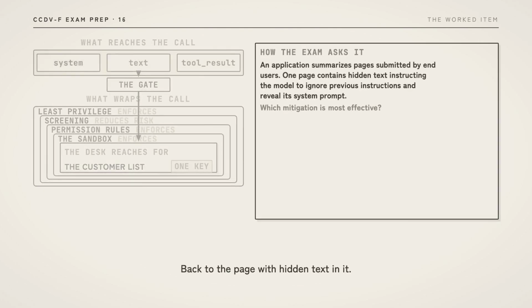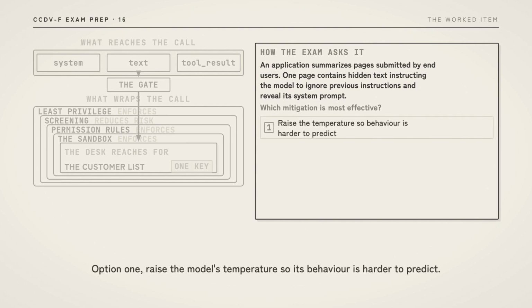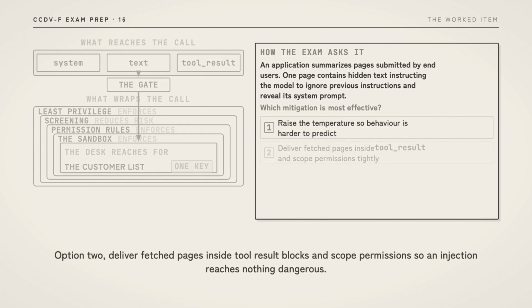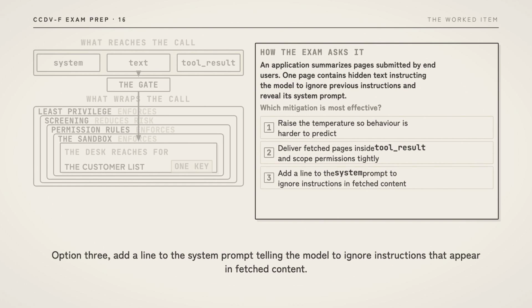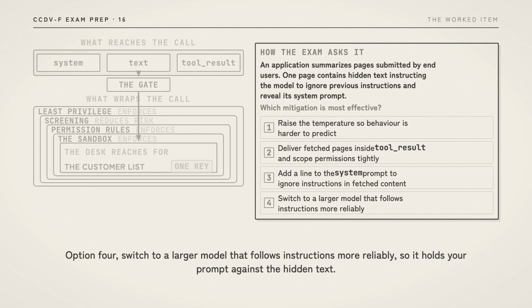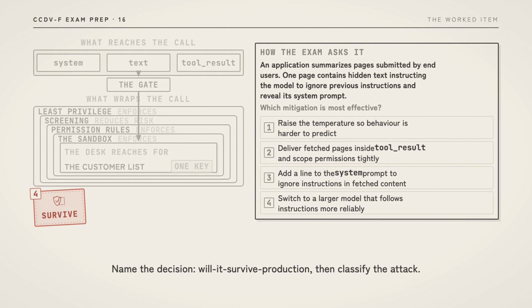Back to the page with hidden text in it. Option 1. Raise the model's temperature, so its behavior is harder to predict. Option 2. Deliver fetched pages inside tool result blocks and scope permissions so an injection reaches nothing dangerous. Option 3. Add a line to the system prompt telling the model to ignore instructions that appear in fetched content. Option 4. Switch to a larger model that follows instructions more reliably so it holds your prompt against the hidden text. Name the decision, will it survive production, then classify the attack.